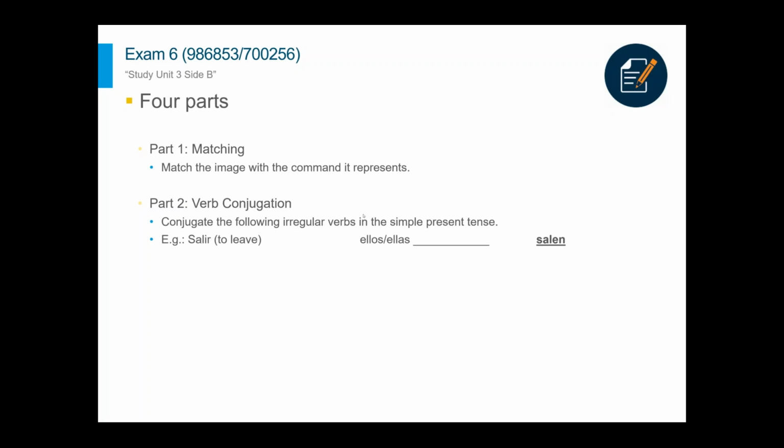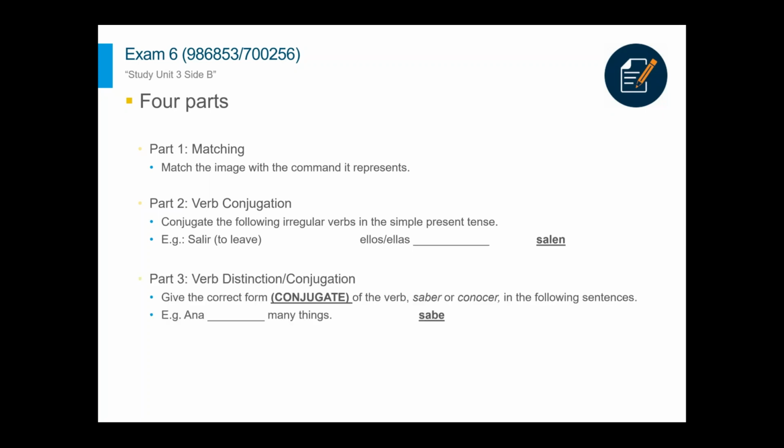An example of this is salir, and the form salir means just to leave. It's the infinitive. We provide you here with the pronouns, ellos or ellas. This would be third person plural, they. And then all you're doing is coming up with how to say they leave in Spanish. So that answer would be salen.